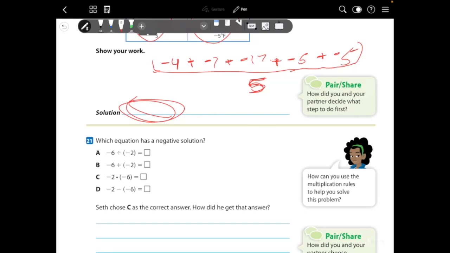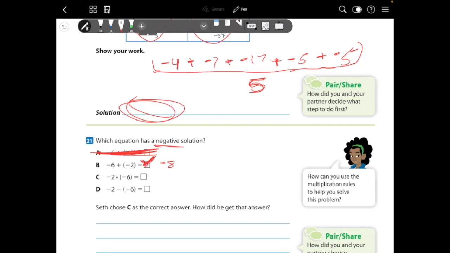Which equation has a negative solution? Well, remember, this is the same as the multiplication rules. A negative divided by a negative would give me a positive solution, so this one does not have a negative solution. So this one doesn't work. Now this is an addition problem. A -6 plus a -2 gives me a -8. Is -8 a negative solution? Yes, it is. So that's a big old 10-4 there, good buddy.